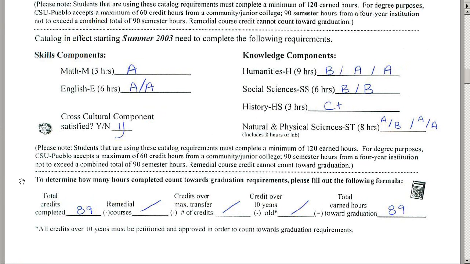After confirming what the student has completed for his general education requirements, or still needs to complete, you would identify using the transcript how many total credits have been completed. If the student had any remedial courses, you would identify those there and subtract those. After that, you would identify any credits over the maximum number of transfer credits allowed. The student doesn't have any. Credits over 10 years old. Again, this student doesn't have any, but if he did, you would subtract those courses from there to come up with a total earned hours toward graduation. This student is 89.